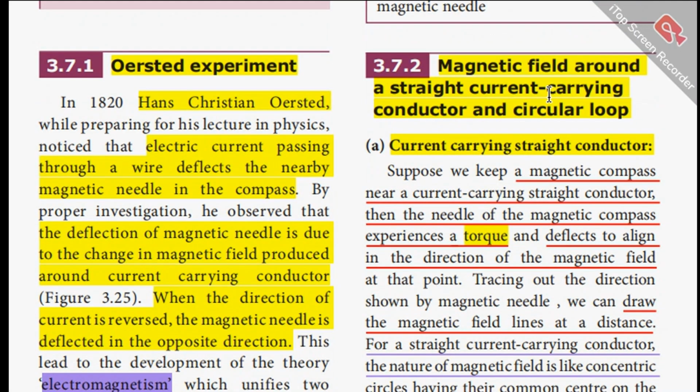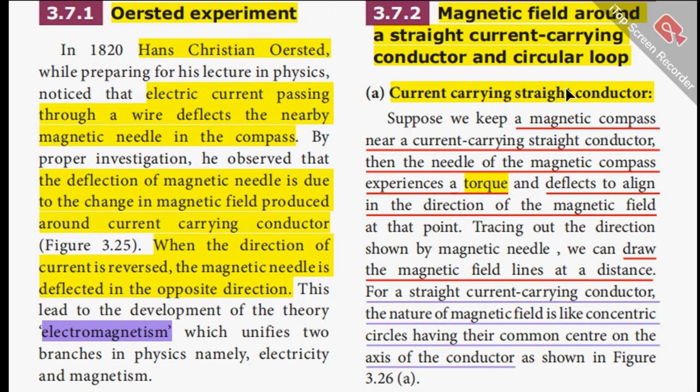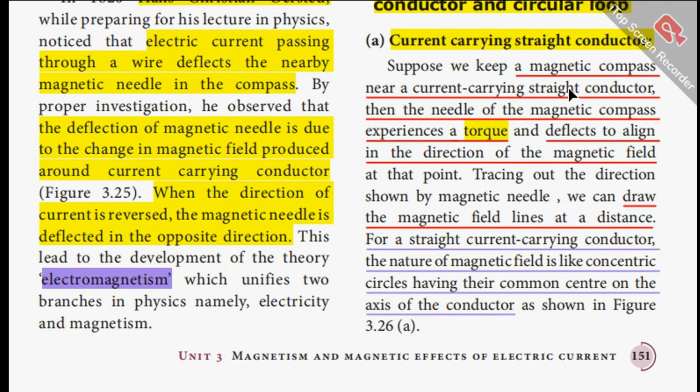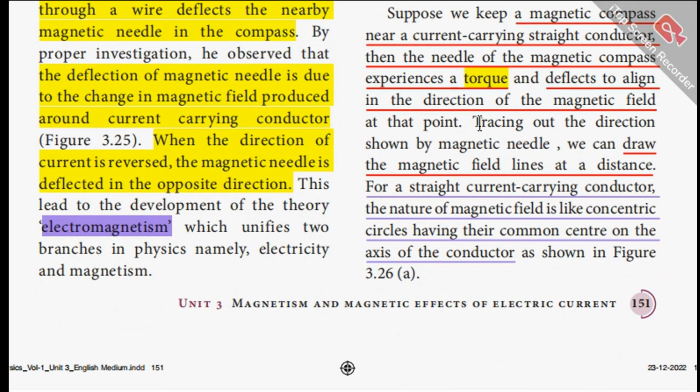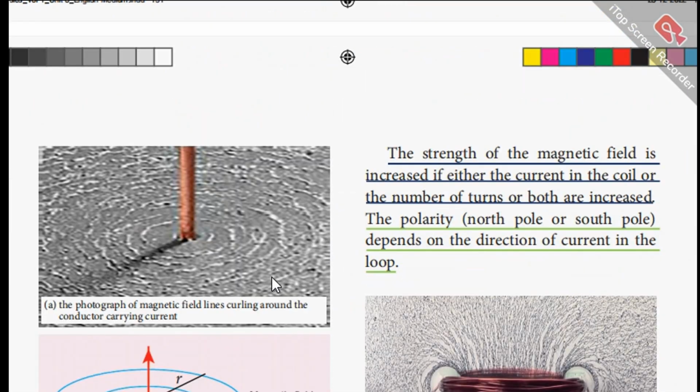Now let us find what will be the magnetic field around a straight current carrying conductor and circular loop. Before that, let us study about the current carrying straight conductor. Suppose we keep a magnetic compass near a current carrying straight conductor, then the needle of the magnetic compass experiences a torque and deflects to a line in the direction of the magnetic field at that point. If we trace out the direction shown by the magnetic needle, we can draw the magnetic field lines at a distance. For a straight current carrying conductor, the nature of magnetic field is like concentric circles having their common center on the axis of the conductor, as shown in this figure 3.26a.